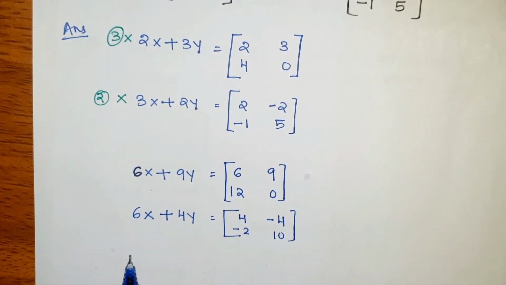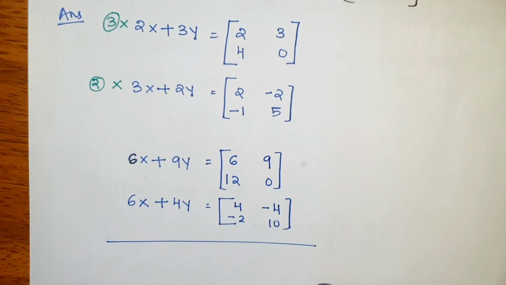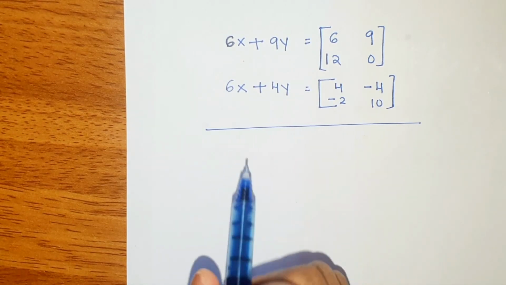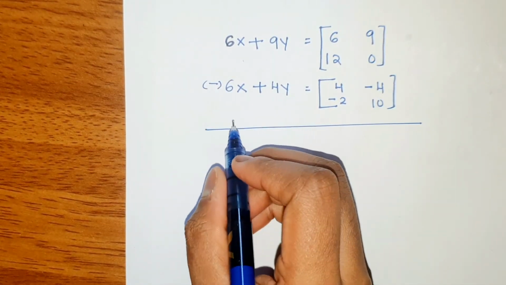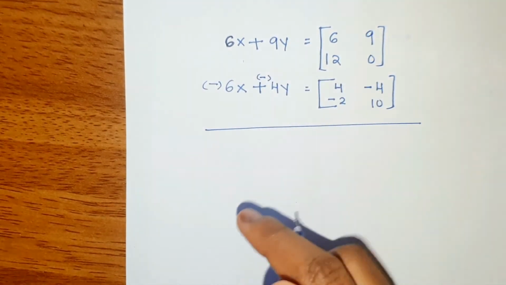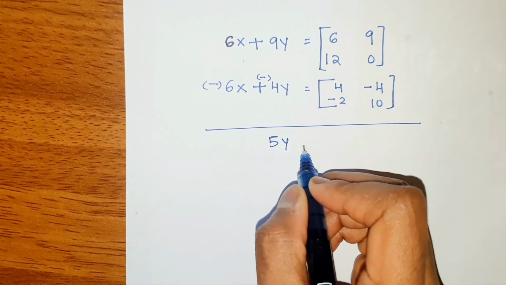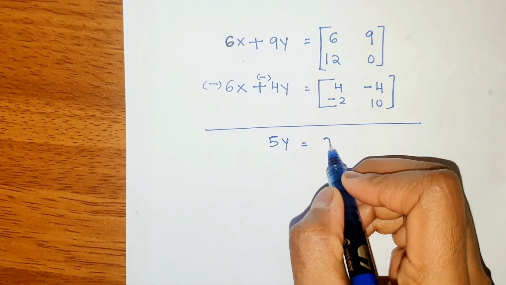Okay. So next, what we have to do? We have to subtract both equations. I'm going to subtract. So 6 minus 6, that is equal to 0. This term will become 0. 9 minus 4, that is 5. 5y is equal to 6 minus 4, 2.